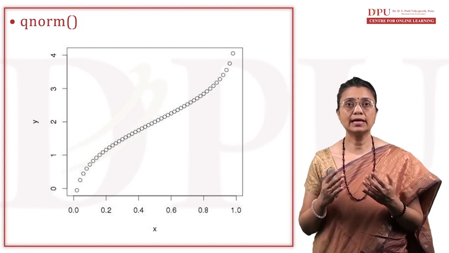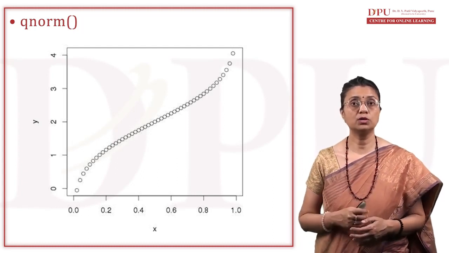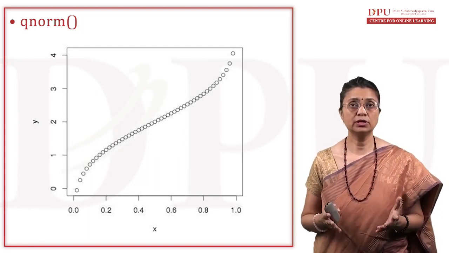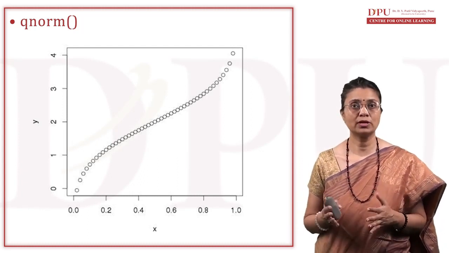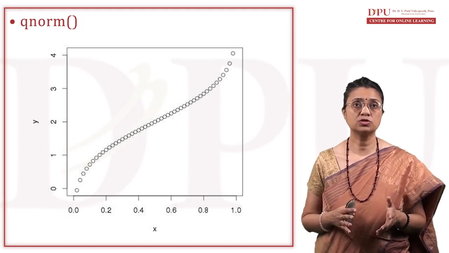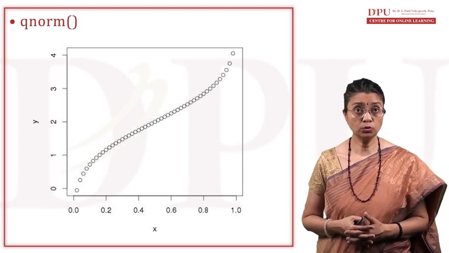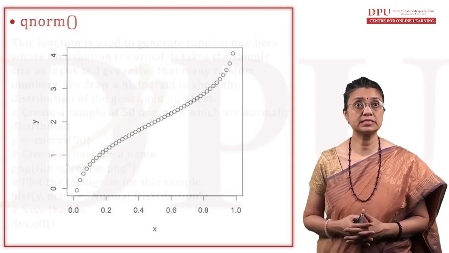So you can see on the x-axis I have 0.0, 0.2, 0.4, 0.6, 0.8 and 1. As we know that the range of probabilities is between 0 to 1, so the x-axis will have values ranging from 0 to 1. Then we choose the mean as 2 and standard deviation as 3.